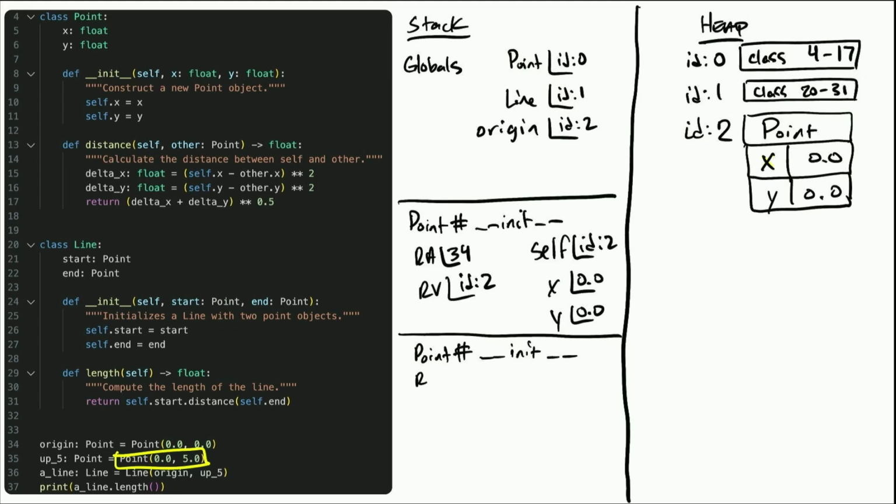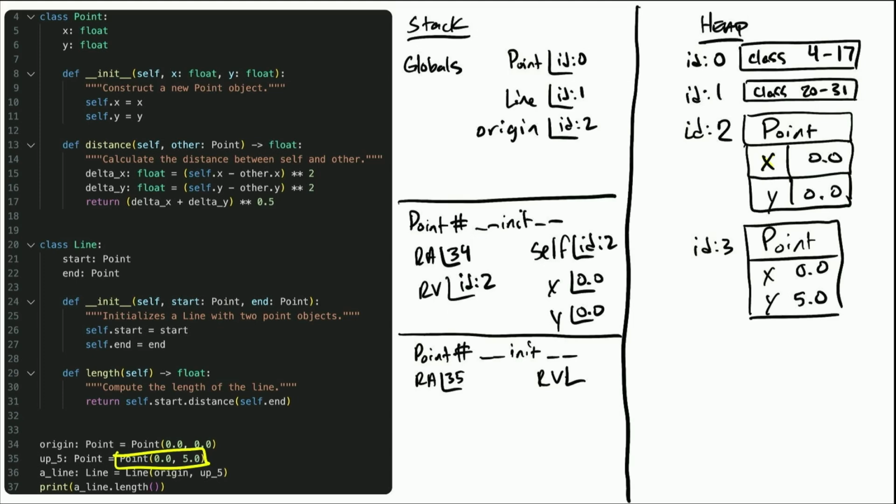And we're going to keep track of the return address. That's line 35. And here's where I'm going to say we can be a little bit shorter, so we can just give a return value. What's the return value? Well, ultimately we know this is setting up some ID3. It's a point object, and its x and y are going to be 0.0 and 5.0 respectively. We know that based on the way this constructor is declared.